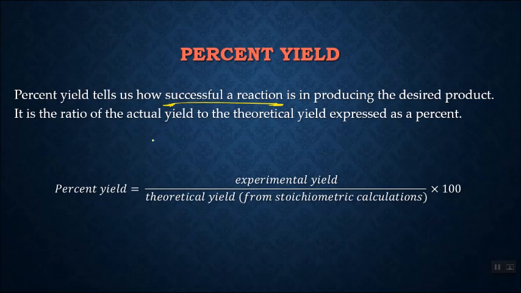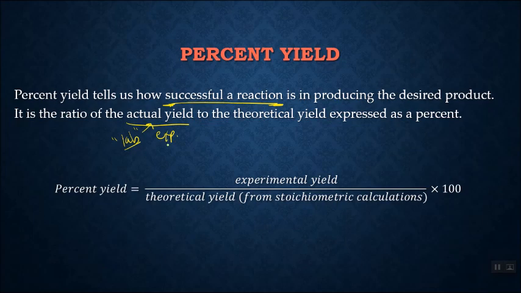Conditions have to be adjusted in order to try to get the best yield that you can. And that's what this actual yield is talking about. That's what's performed in the lab. So this is where you're going to get your results from the lab. We also call it the experimental yield.